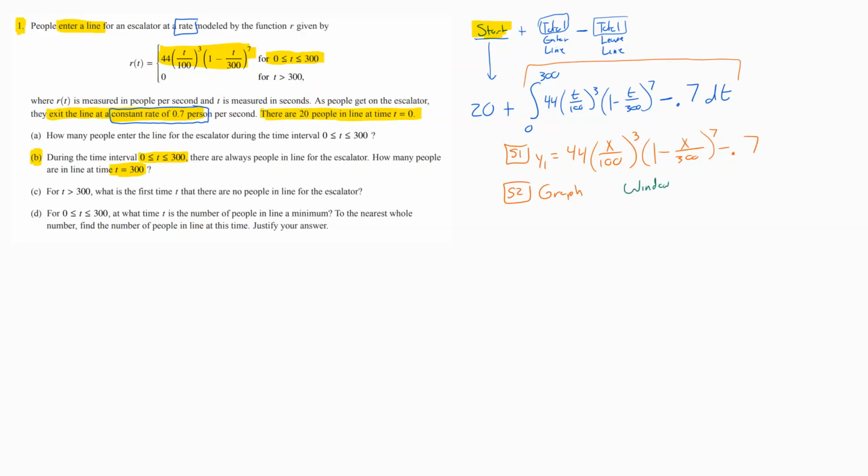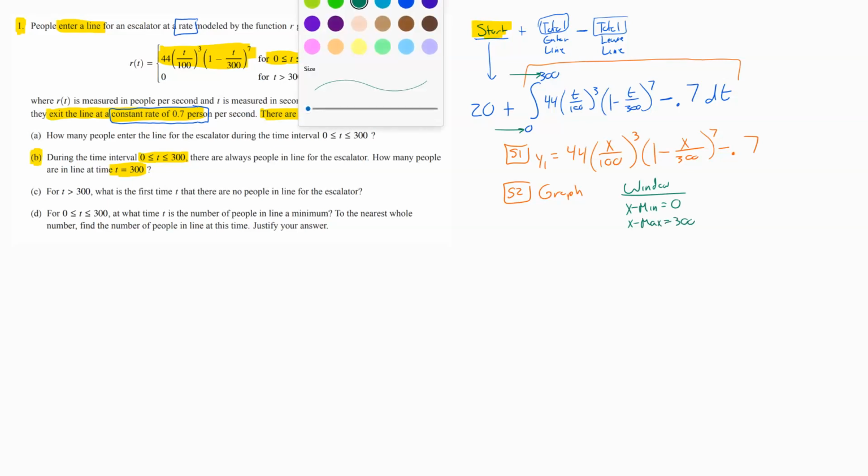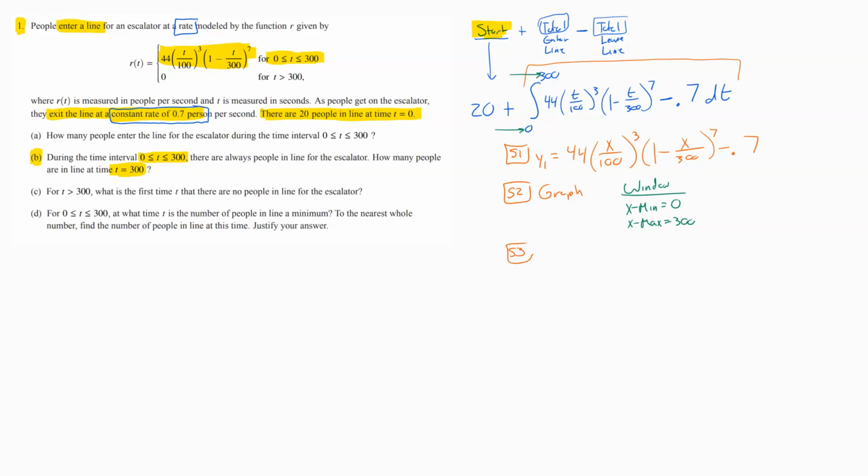So when we do this, the default on your calculator usually goes from an x-min of -10 to an x-max of +10, and we need to make sure that we can see x values from 0 to 300 when we're doing this process. So I would want to set my x-min to 0, and I would set my x-max to 300. Then after I graph it, step 3 of the process is I'm going to do a second calc, and inside the calc menu I'm going to choose the number 7 option, which is integral of f of x dx.